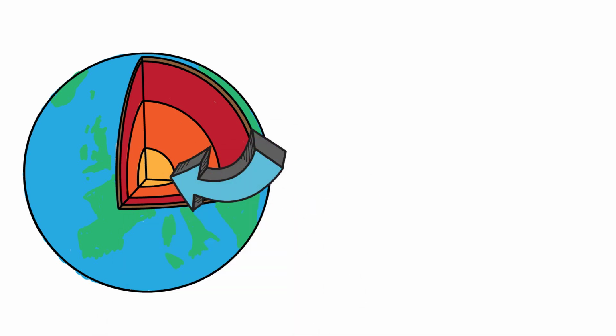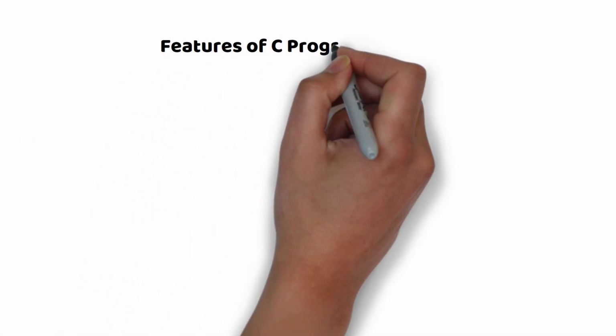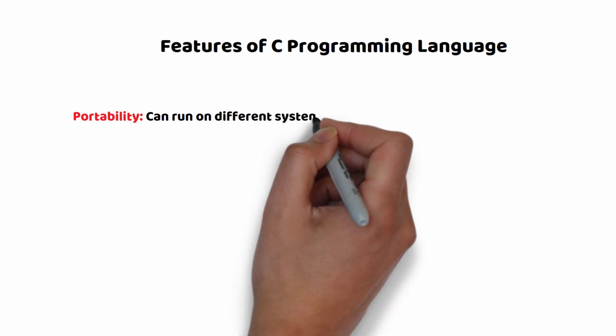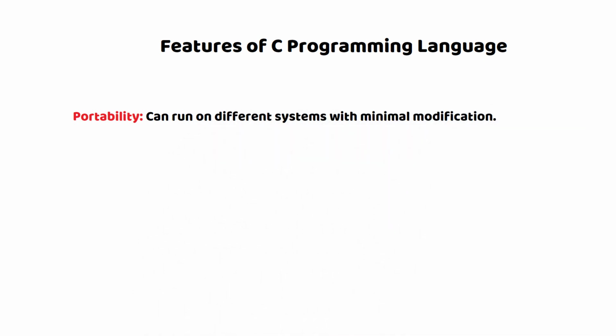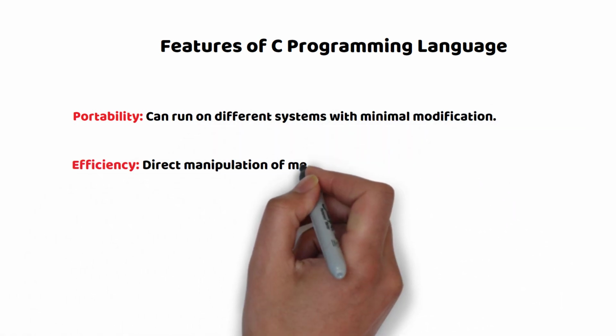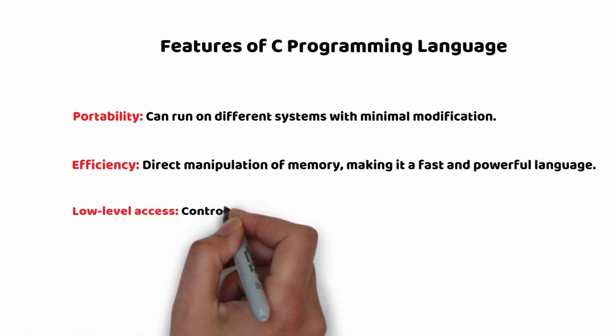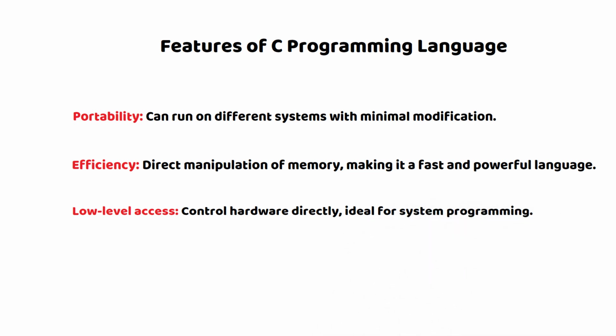Well, let us discuss the key features of C programming language. Programs written in C can run on different systems with minimal modification. C allows direct manipulation of memory, making it a fast and powerful language. C can access and control the hardware directly, making it ideal for system programming.